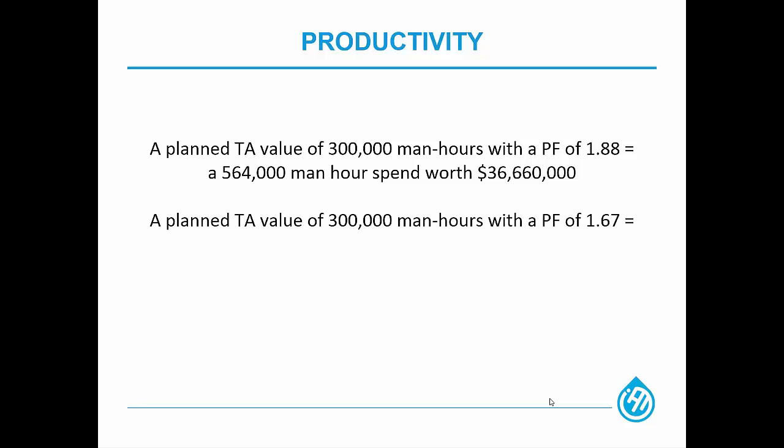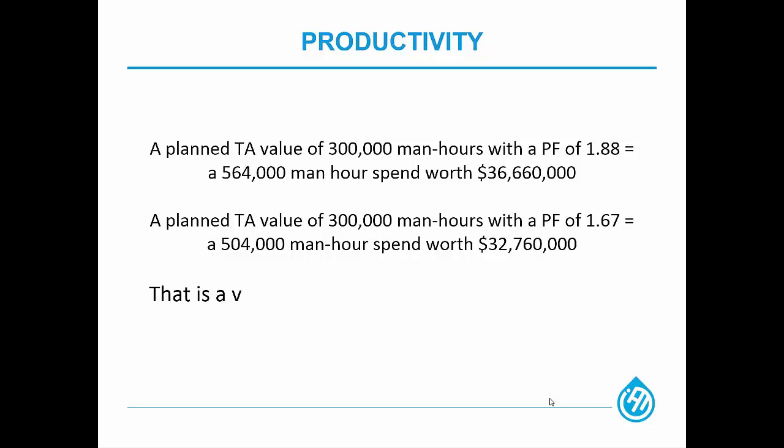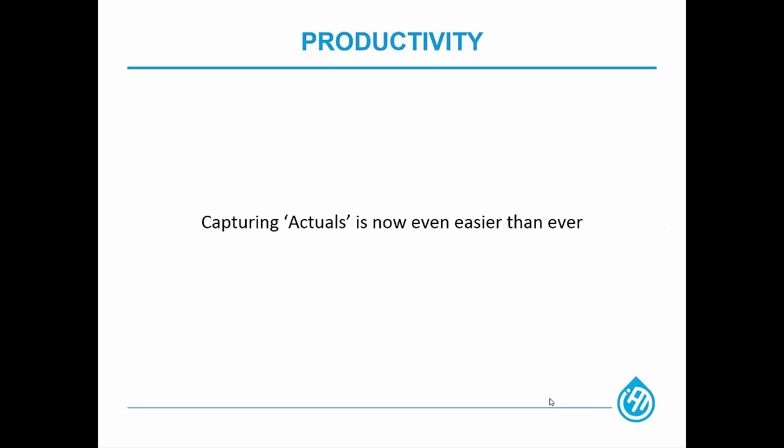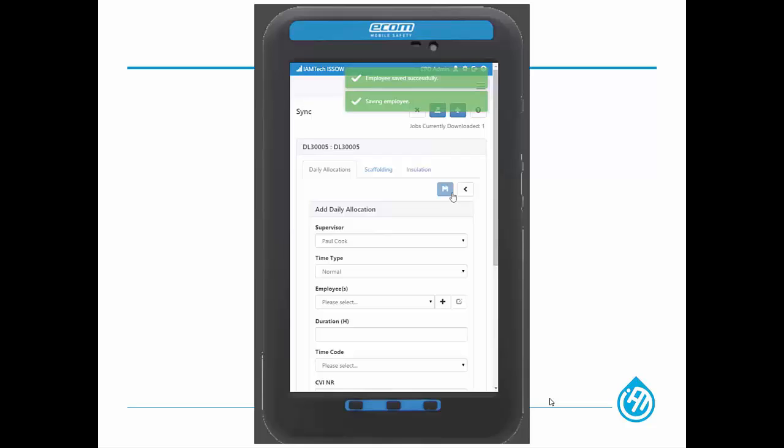That's a savings of nearly $4 million simply by being more effective with technology during the permit process, by moving the shutdown village, the break area, closer to the plant, and reducing the impact of non-productive work items. This can be achieved. It's also possible to measure actual productivity during the event much more accurately and much quicker now with the application of technology, and forward apply that to the remaining activities within your schedule. By the use of intrinsically safe handheld computing, you're able to empower your supervisors to capture data on site.